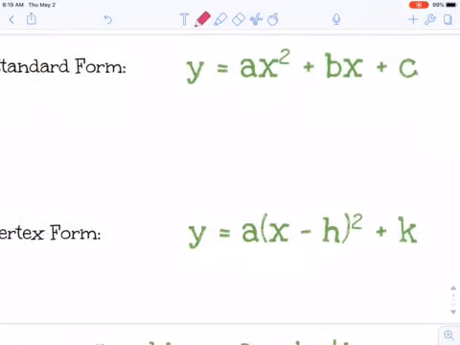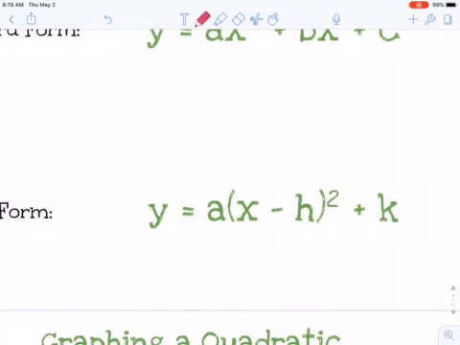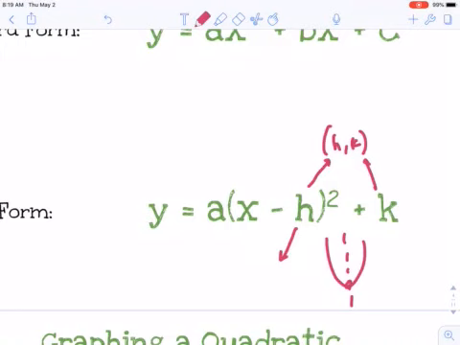Okay, so we had two different forms of the equations that we looked at. We had the standard form, which is the one on the top here, and the vertex form. Vertex form is way more helpful in the sense that it shows you the vertex. The h and the k together make the vertex of the quadratic. Okay, and because that is the vertex right here, that means it's also going to give you the line of symmetry. So that h is the line of symmetry as well.